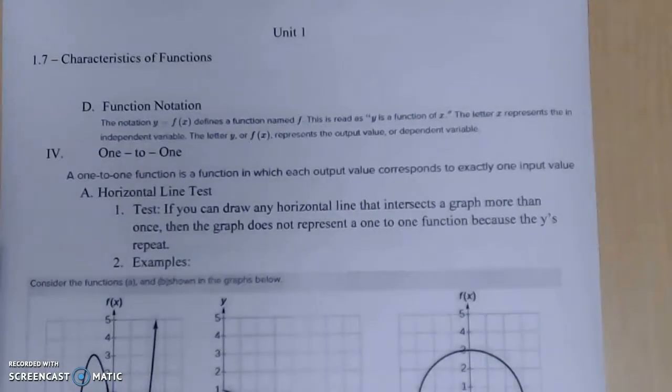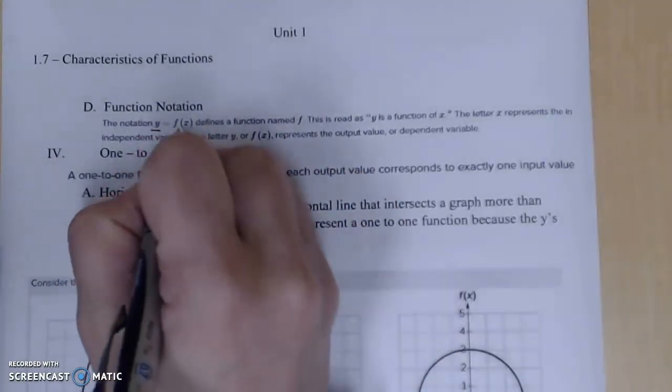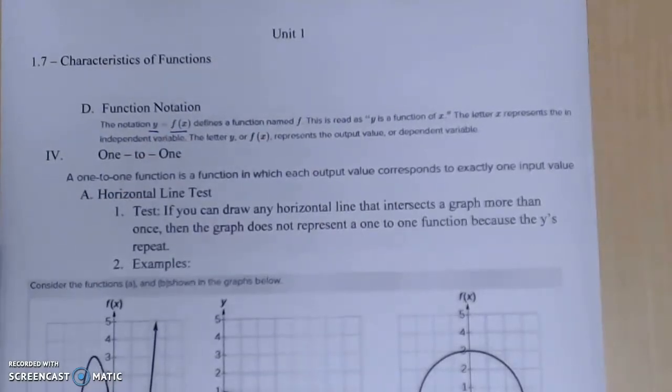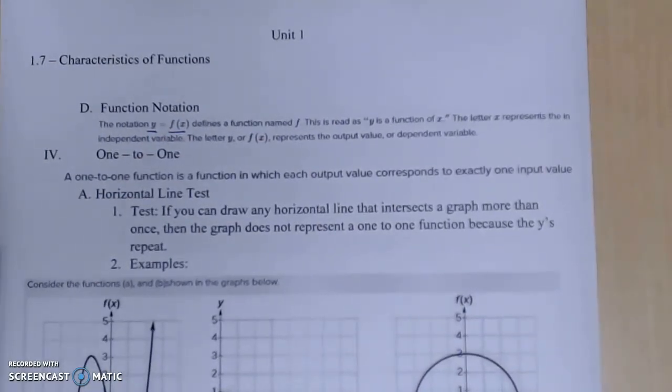The next part comes into function notation. Now we're growing up, we're in college algebra, we're expanding what we know. We're no longer going to just work with y's. Now we're going to call it f of x, or function notation. It defines a function named f. It's read as y is a function of f, x.